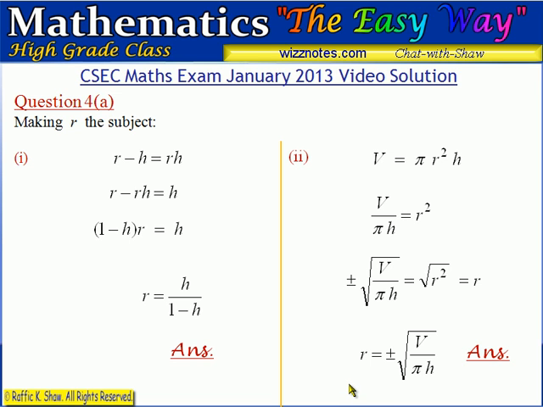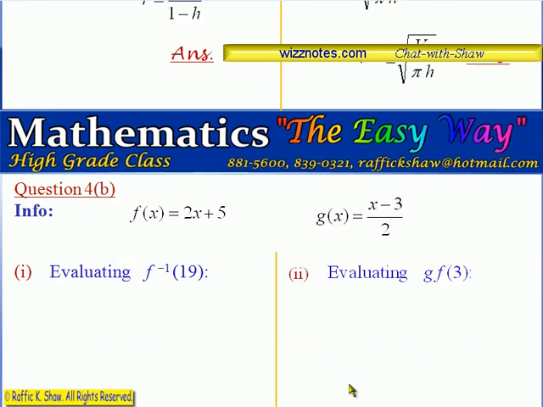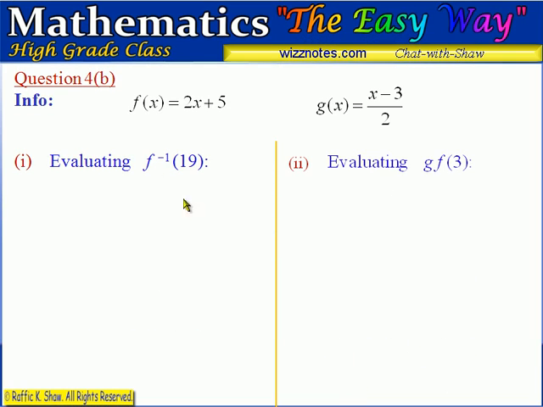And so this is the result I would prefer to present. Alright, let's move down now to part B. In part B, we are given these two functions, f of x equals 2x plus 5 and g of x equals (x minus 3) divided by 2. In part 1, we are asked to find f to the minus 1 of 19.